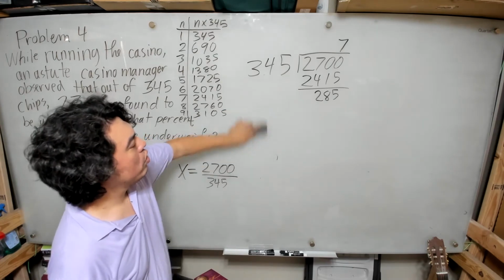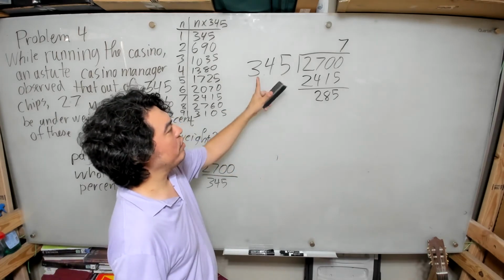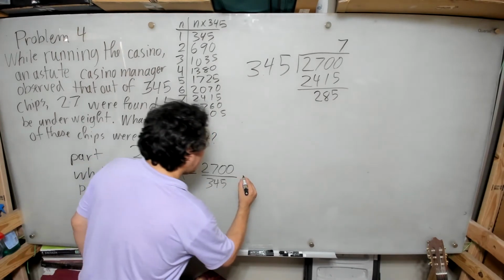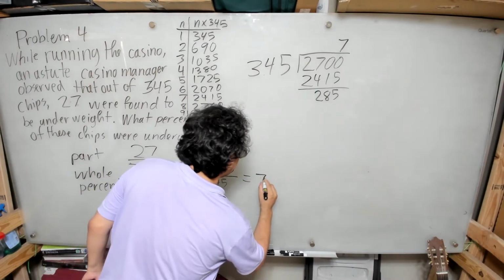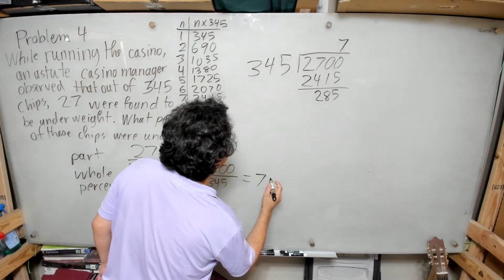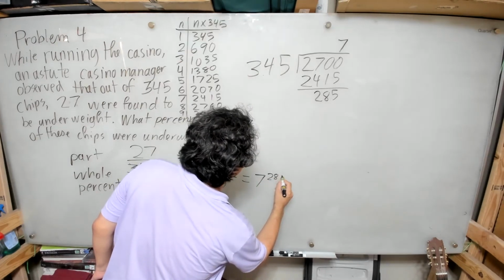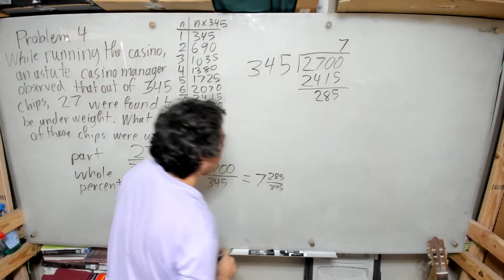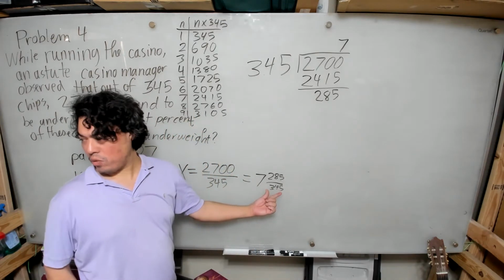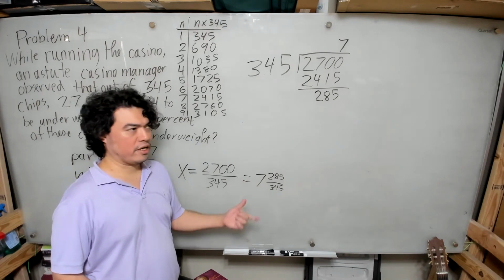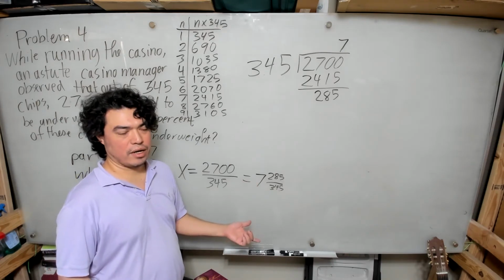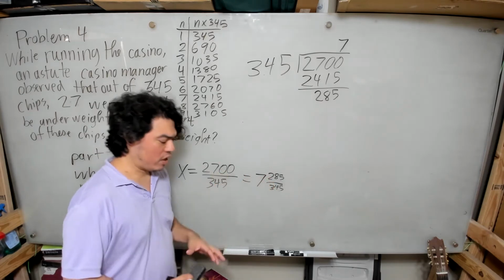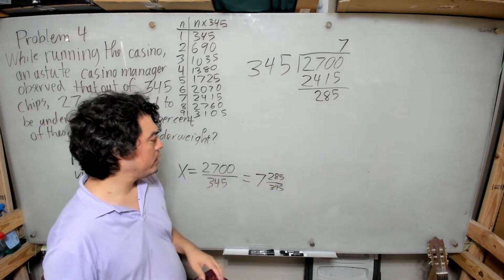And moreover, we know that 285 is less than 345. There's nothing else to bring down. And so I can already write my x as 7 with the fractional part 285 over 345. Okay? And of course, this fraction can be simplified if I want to, I can reduce it to lowest terms. But I'm not going to do that right now.